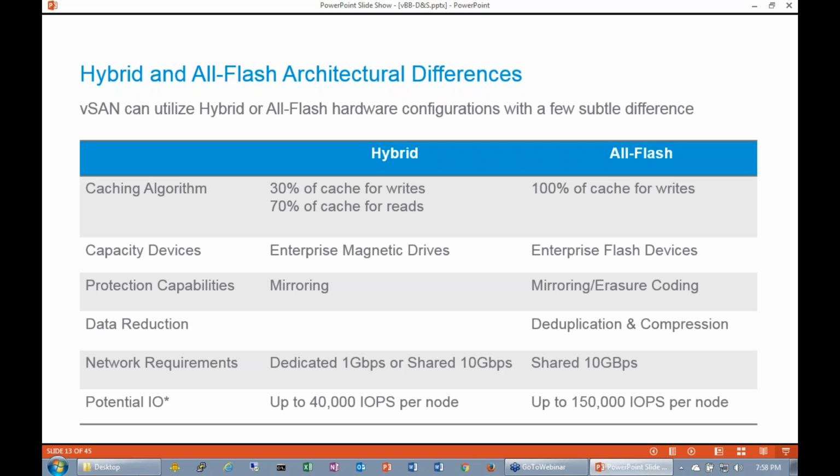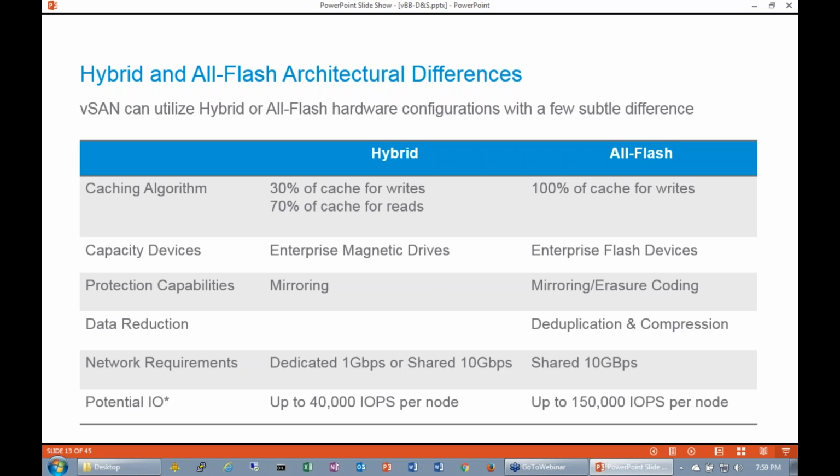Now, this next item I put here, potential I/O. In a hybrid workload, I forget how many capacity drives we had that had 2 disk groups. In a particular configuration, we saw 40,000 IOPS per node. So on a 3-node cluster, you could say 120,000 IOPS, hybrid, right? And all flash, it's 150,000 IOPS per node. I want to say this was a dual disk group.